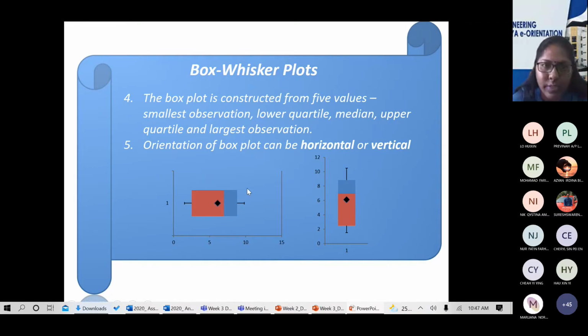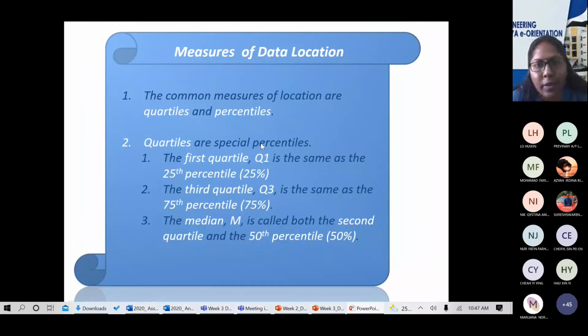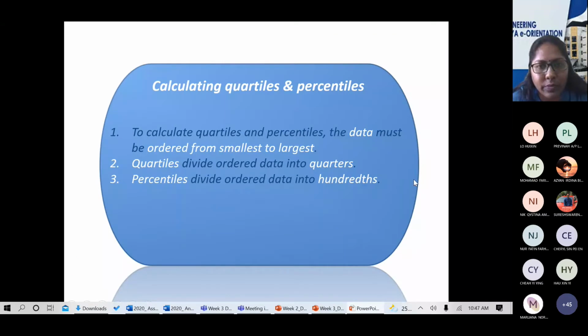So this is an example of a horizontal box plot, and this is a vertical box plot. This is the mean value. This is the outliers point. Okay, this is the median, 25%, 75%. So this is other information that we can get from box plot.